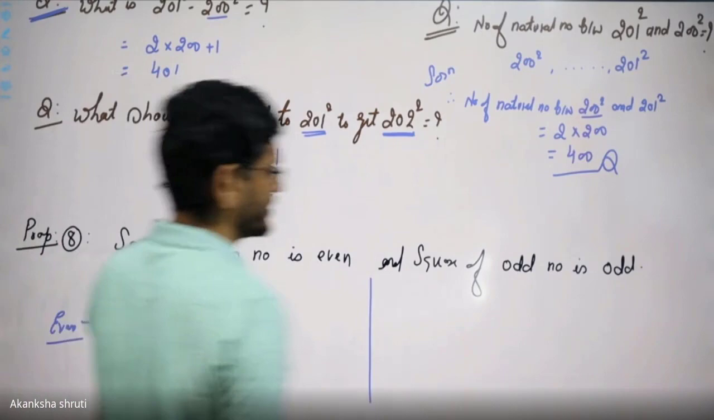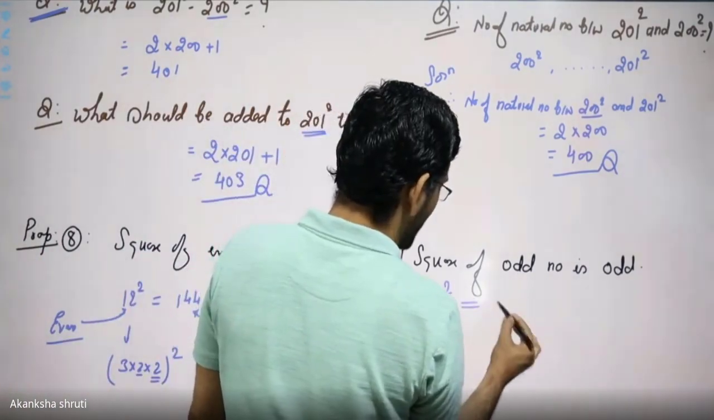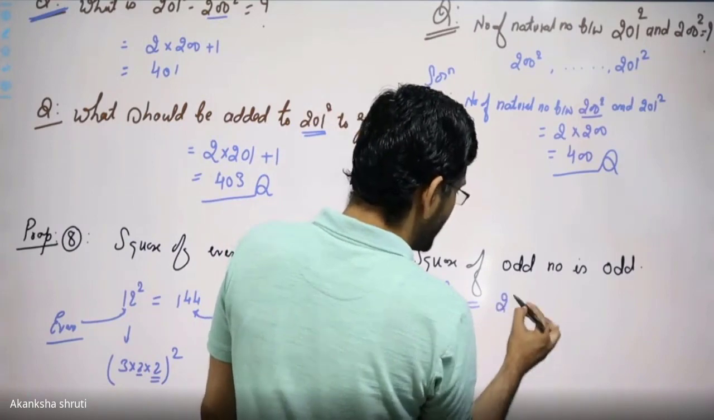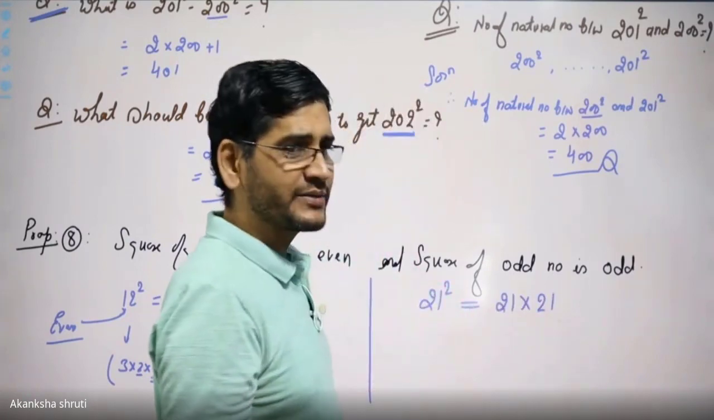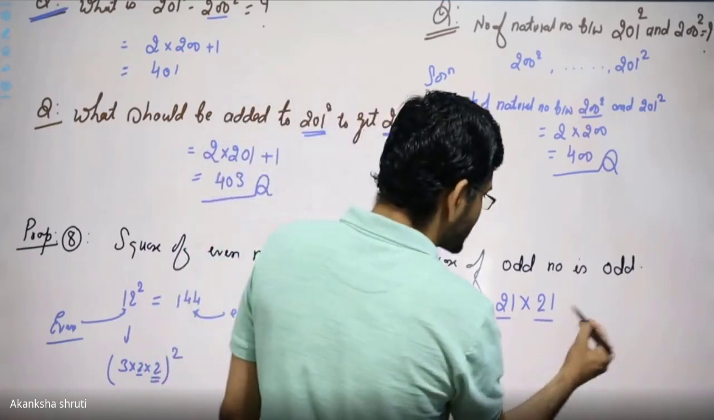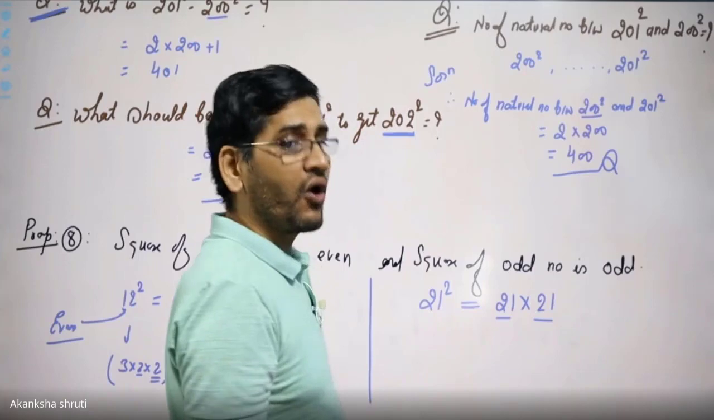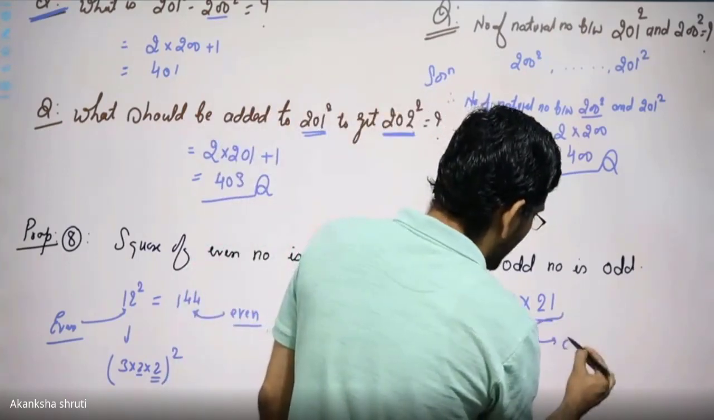Now let us consider the odd square. Let us consider 21 square. Student, this is how much? This is 21 into 21. Since 21 is not divisible by 2, meaning 21 is odd, so even their product will also be odd only. So this product will also be odd.